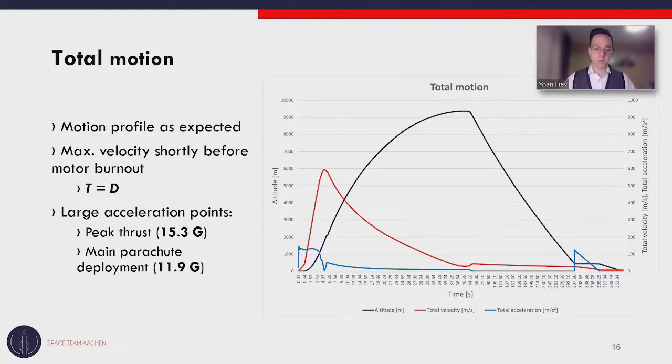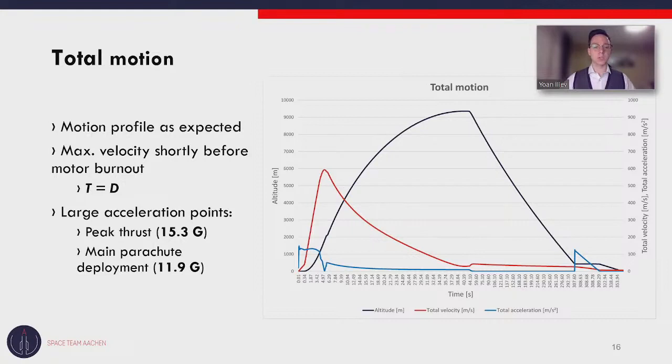And you can see the maximum acceleration is achieved very shortly after the motor starts. That's classic for every solid motor. The peak thrust there is 5.3 Gs. With that, we start to accelerate the rocket until it reaches its maximum velocity shortly before motor burnout. The red curve is the total velocity.